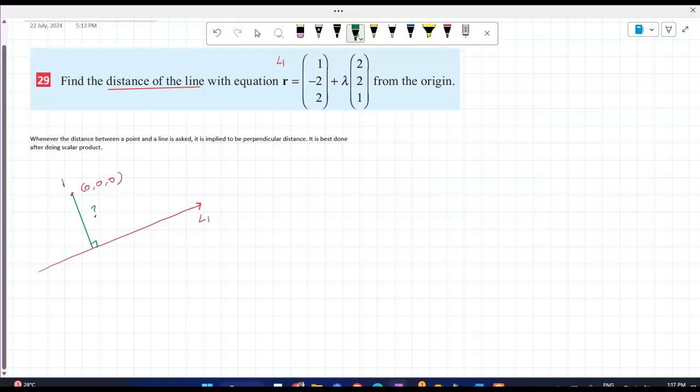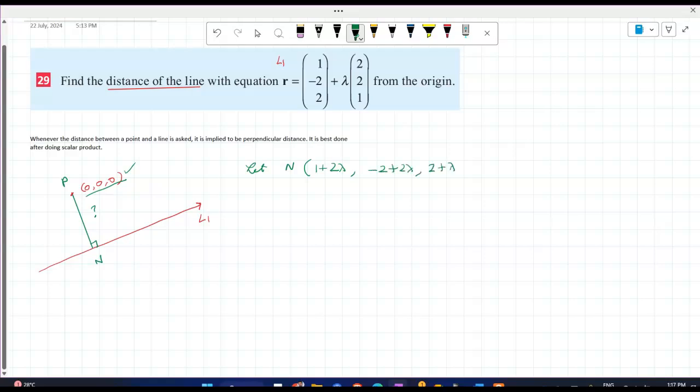So let's call this point P. Let's call this point N. And this is your line. Step 1: your point P we know, 0, 0, 0. Origin is 0, 0, 0. Step 2: how will you assume your point N? I told you, assume it using the parameter. So minus 2 plus 2 lambda, x, y, and your z.